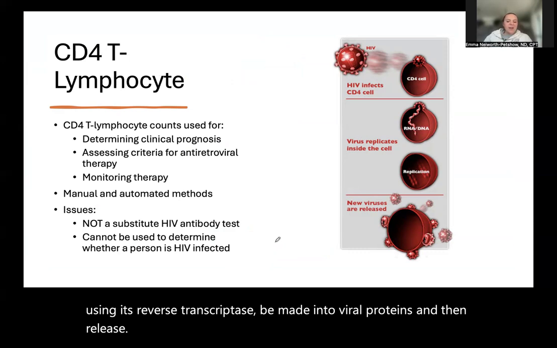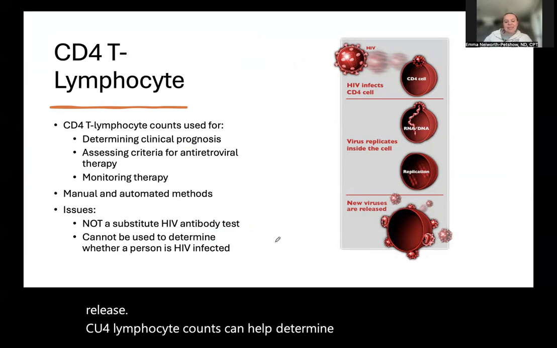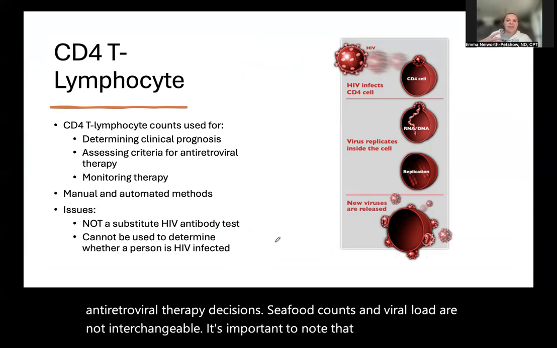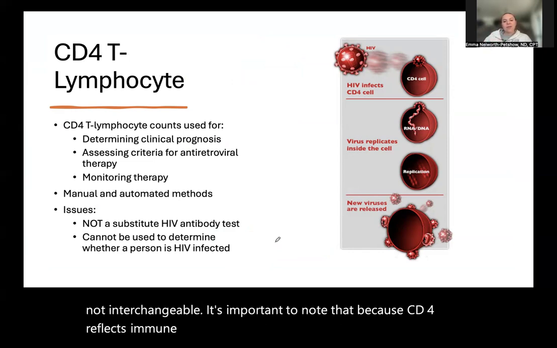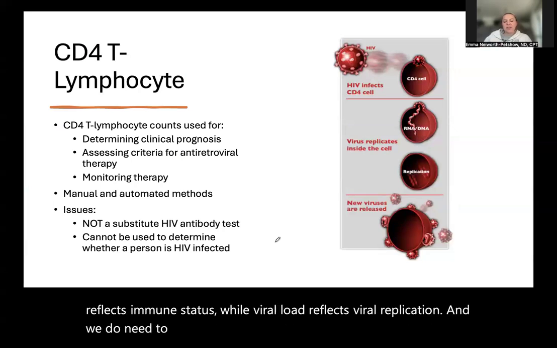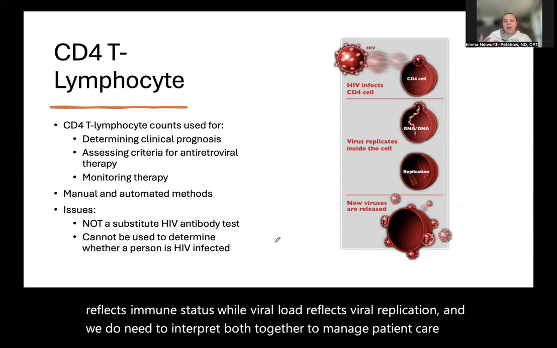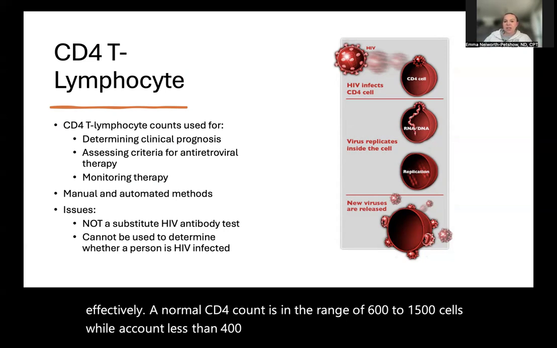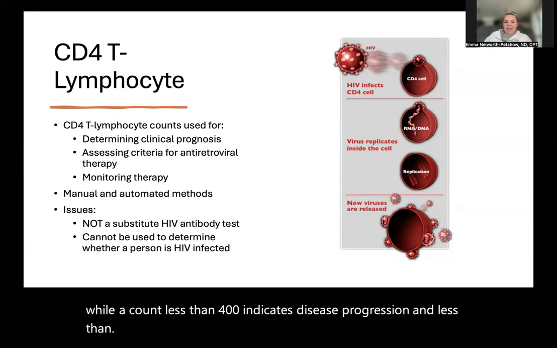CD4 lymphocyte counts can help determine prognosis and guide antiretroviral therapy decisions. CD4 counts and viral load are not interchangeable. It's important to note that CD4 reflects immune status, while viral load reflects viral replication. And we do need to interpret both together to manage patient care effectively. A normal CD4 count is in the range of 600 to 1500 cells, while a count less than 400 indicates disease progression and less than 200 defines AIDS.